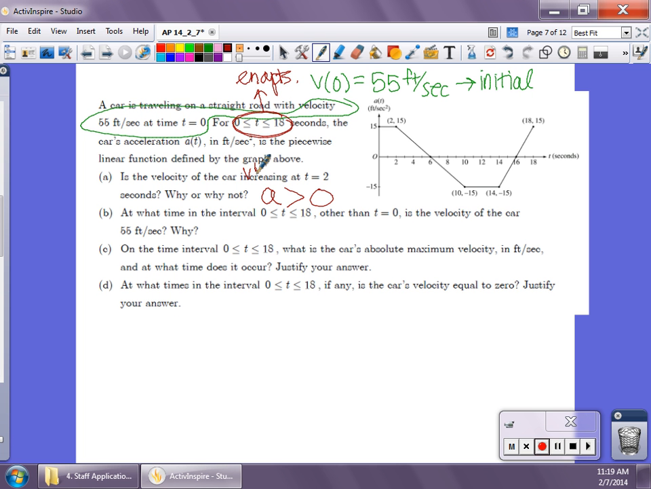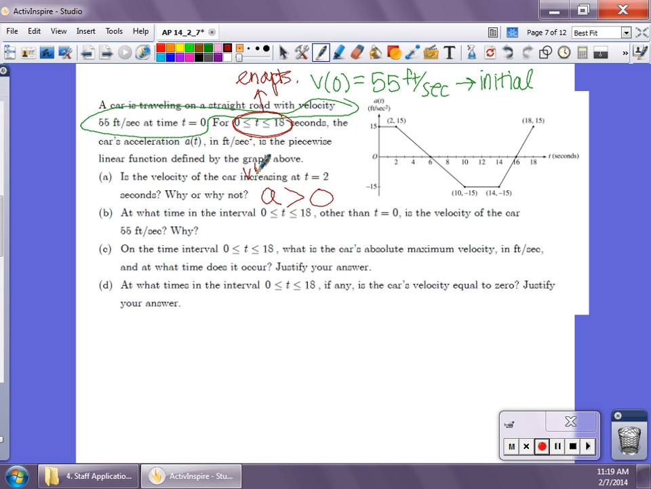Are we okay with B? Because I'm only going to go through the parts where we really need some help, and I want to focus on part C one more time. Question?